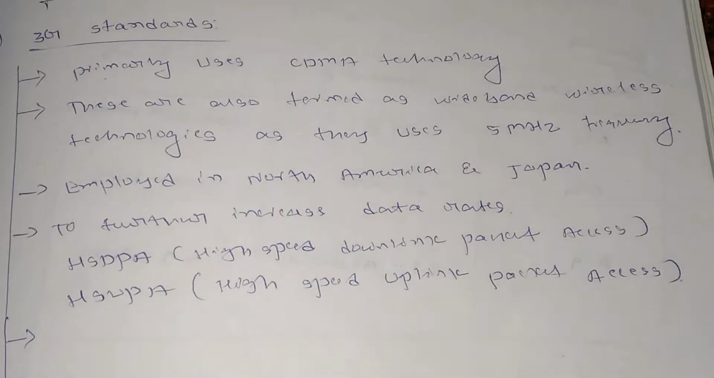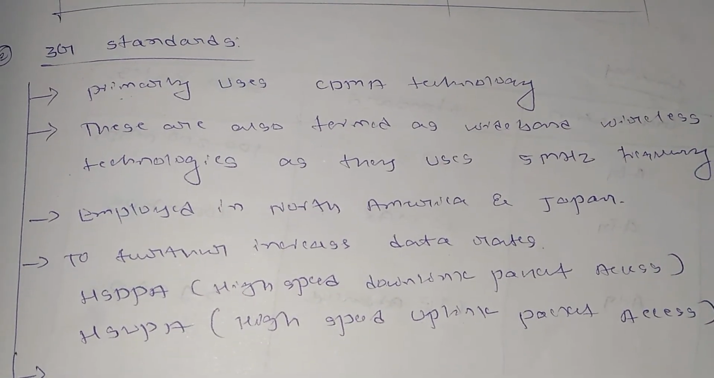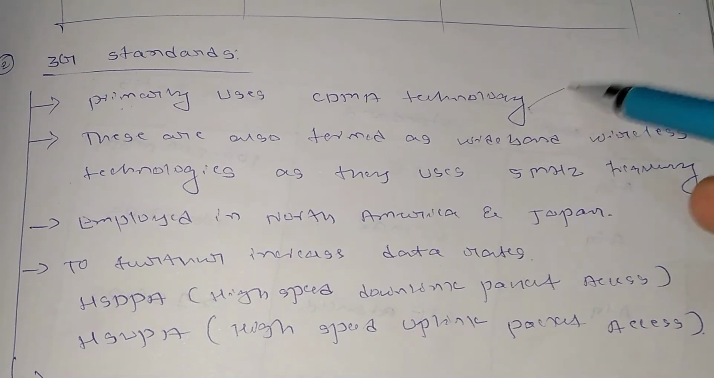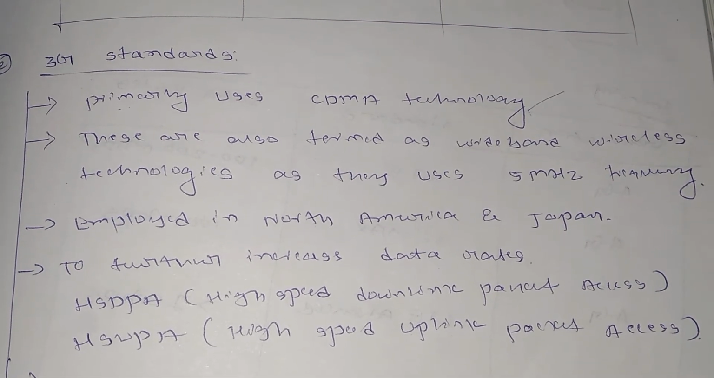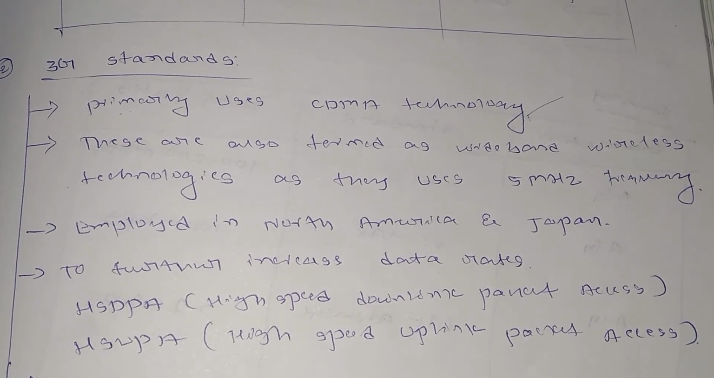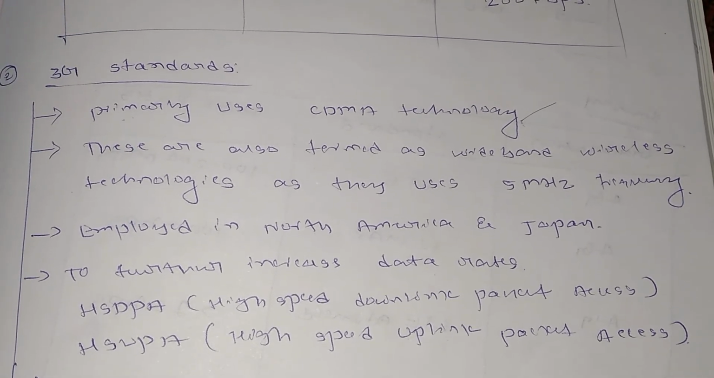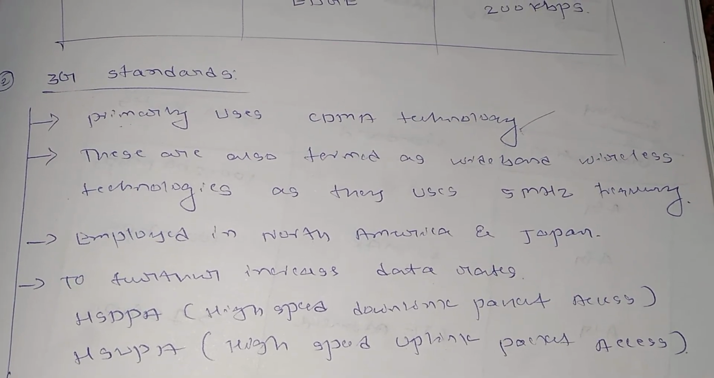Now we'll discuss the 3G standards. The features which describe 3G are that it primarily uses CDMA technology. This is also CDMA, but with some differences. They are also termed wideband wireless technology, as they use 5 megahertz frequency. These are called wideband wireless technologies because they use higher frequencies like 5 megahertz.